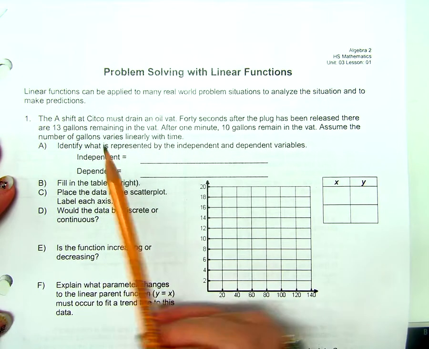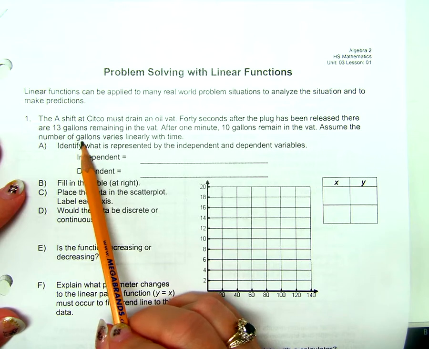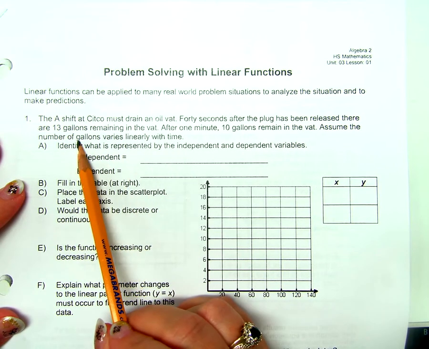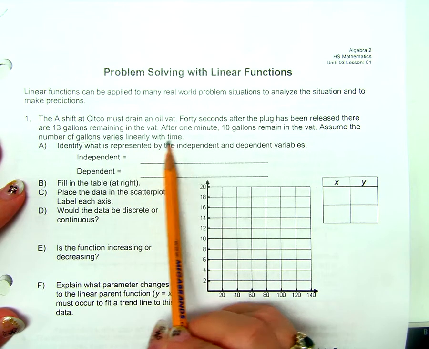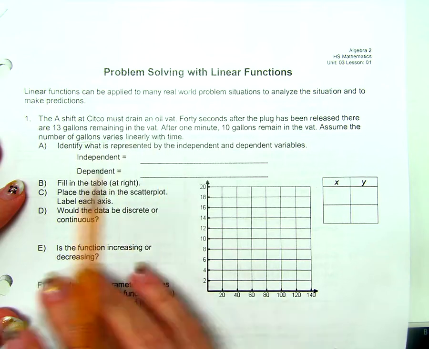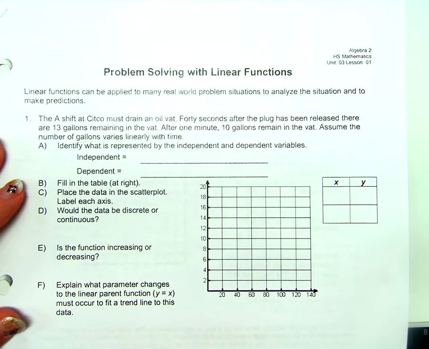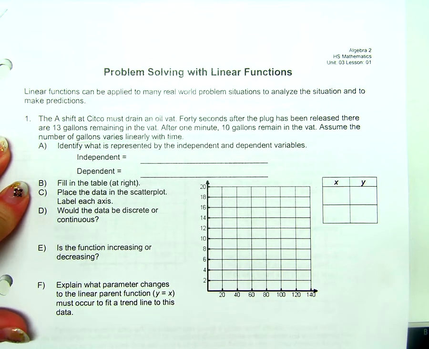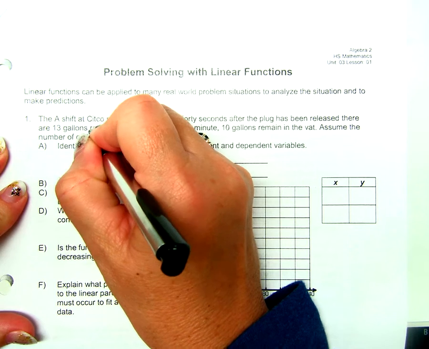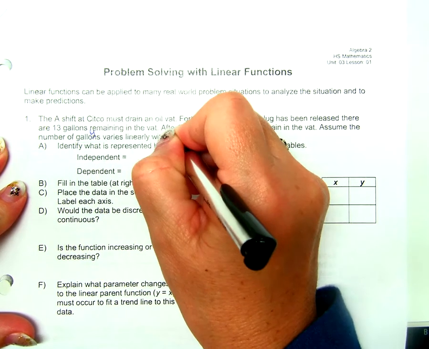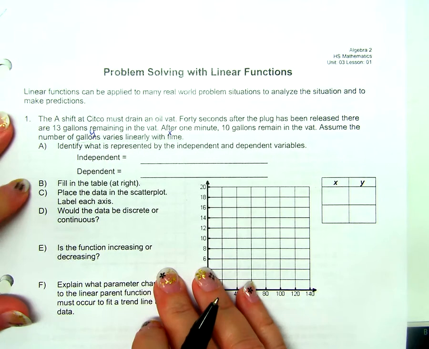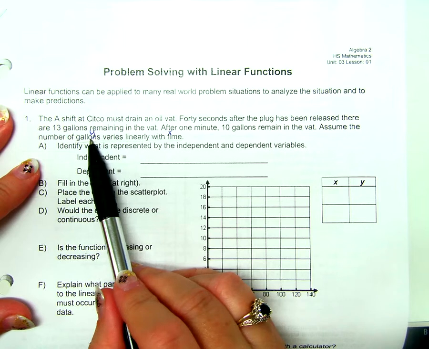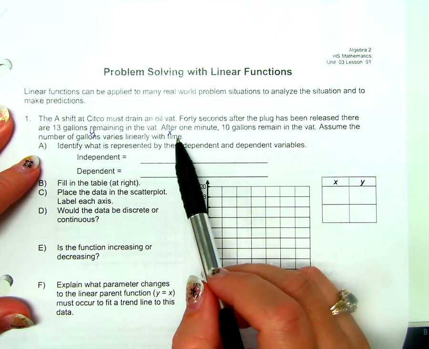Now, we've talked before about the fact that when it says something varies linearly with something else, this part of the sentence is telling you what variable is x and what variable is y. So let's make sure you understand that. If something varies linearly with something else, then the y always varies linearly with x. So in this particular problem, gallons is going to be my y variable and time is going to be my x variable.